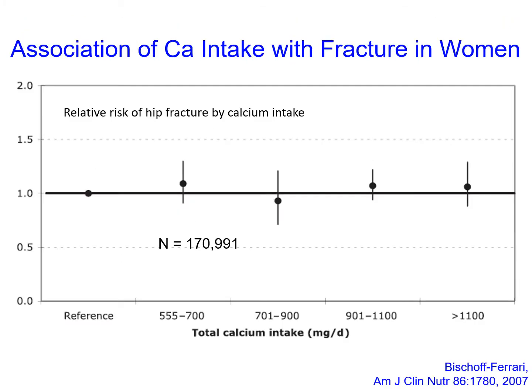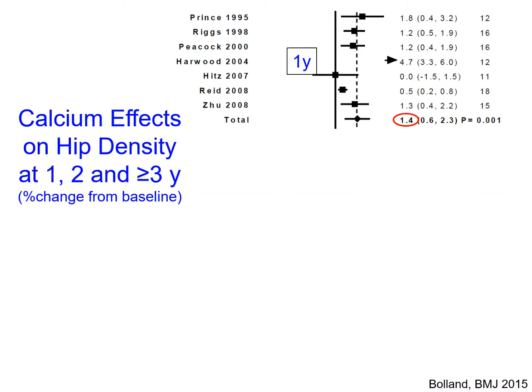This is a pooling of data from a whole lot of different studies, so involving almost 200,000 people altogether, in which levels of calcium intake from very low up to very high are related to the likelihood of having hip fractures in each of those groups. And you can see that the likelihood of having hip fractures at high calcium intakes is exactly the same as the likelihood of having hip fractures at low calcium intake. So fractures not related to calcium intake either.